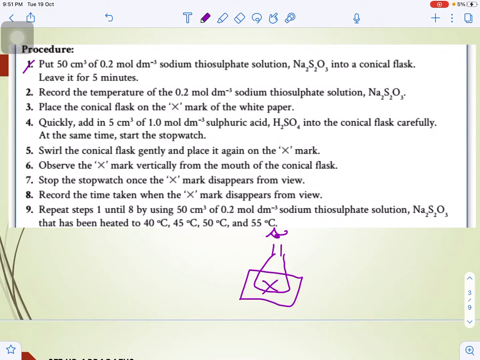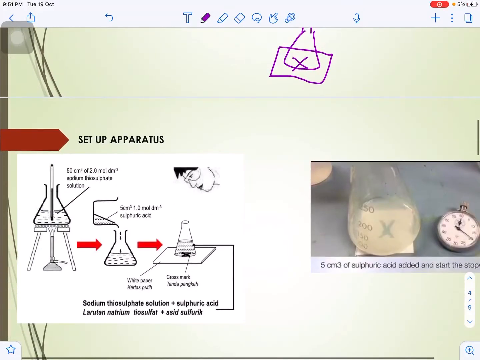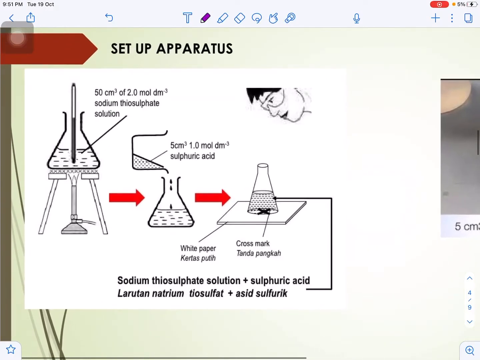And we need to record the time taken for the X mark to disappear from view and repeat step 1 to 8 by using different temperatures of sodium thiosulfate, which are 40 degrees Celsius, 45, 50, and 55. Okay, this is how the experiment will be conducted. We need to heat the sodium thiosulfate and then pour into a conical flask and then add the sulfuric acid. And we need to observe the X mark from the mouth of the conical flask. Once the X mark disappears, stop the stopwatch.